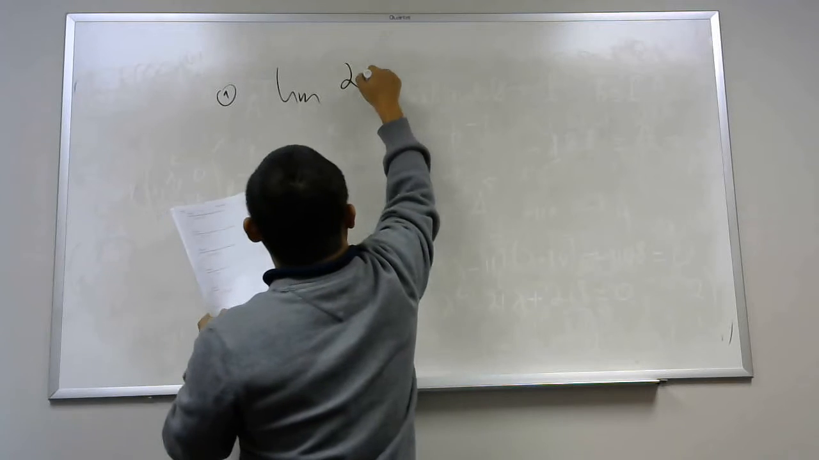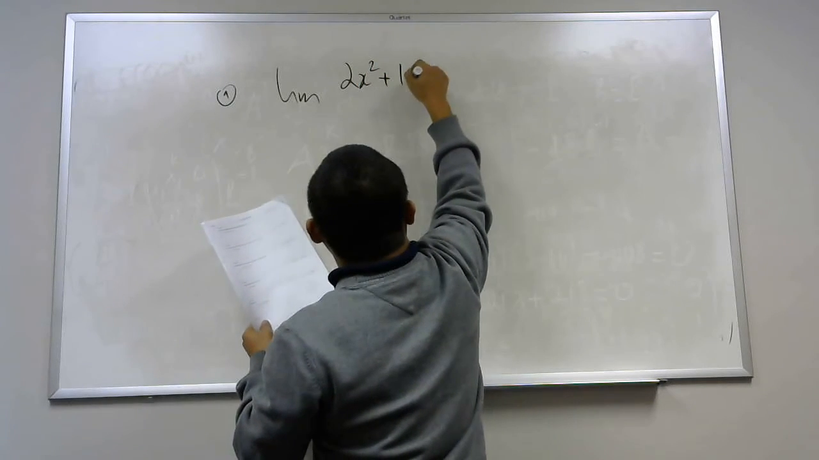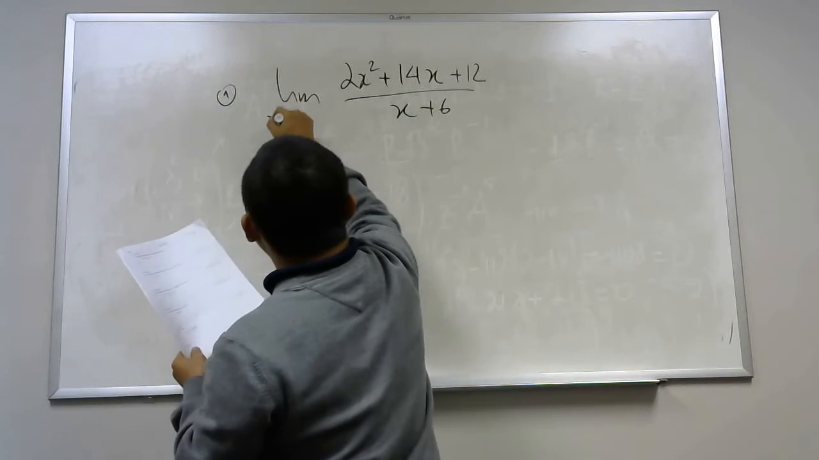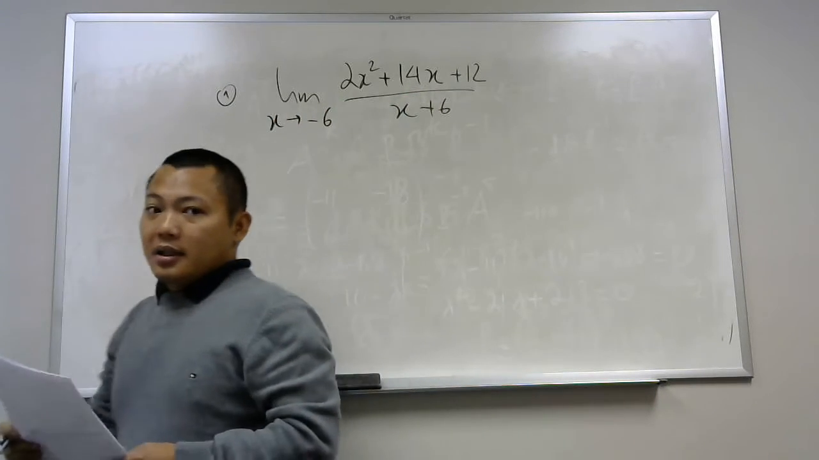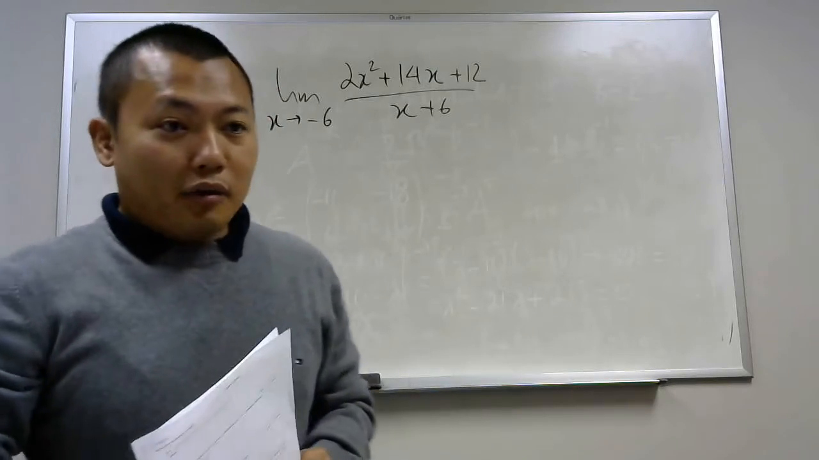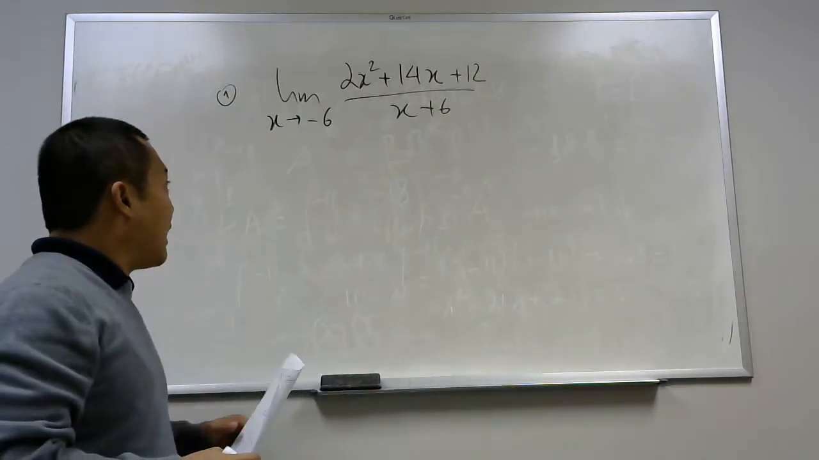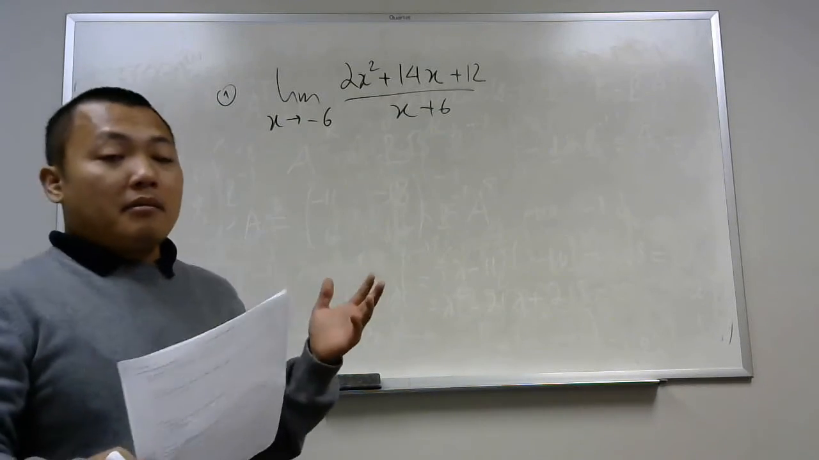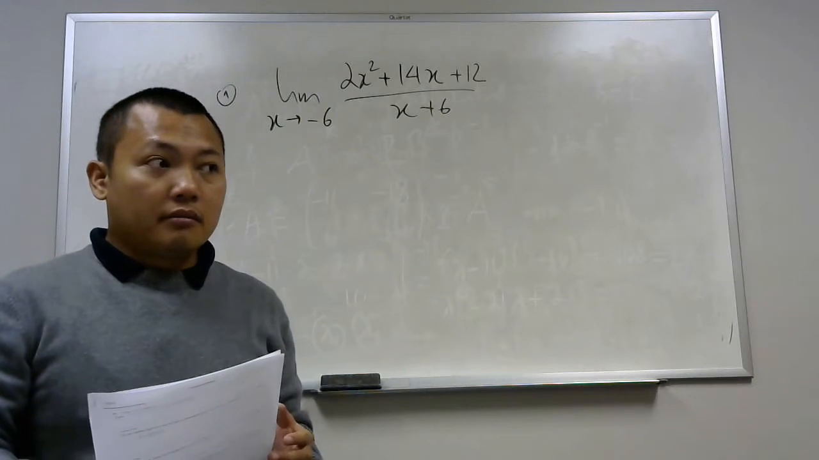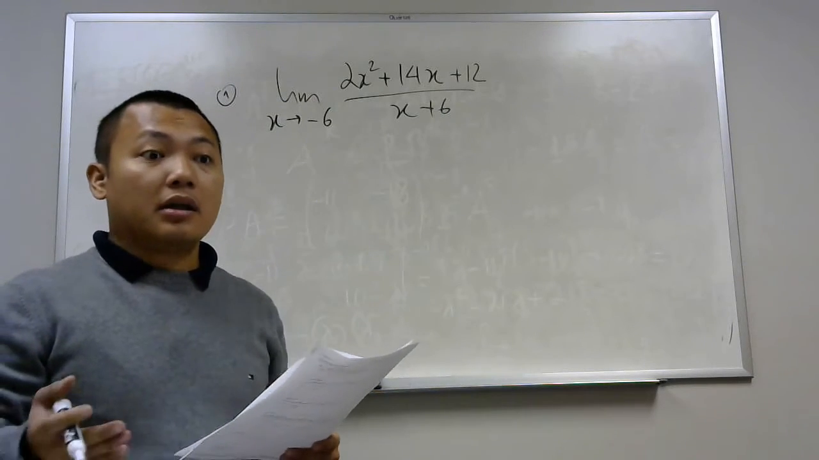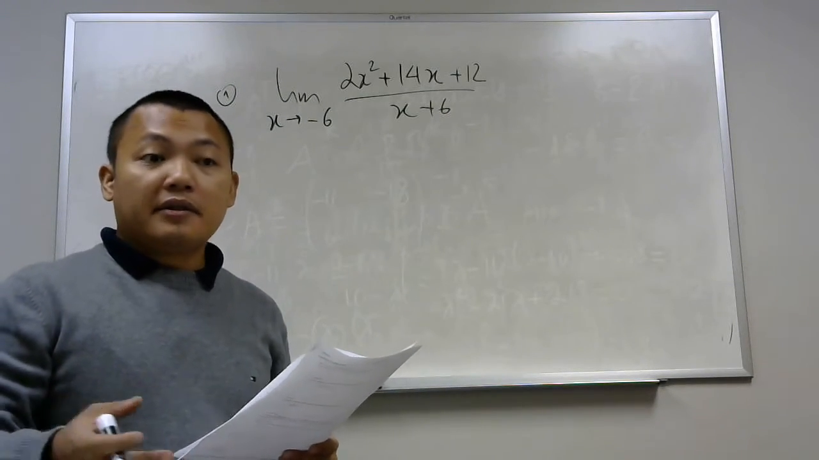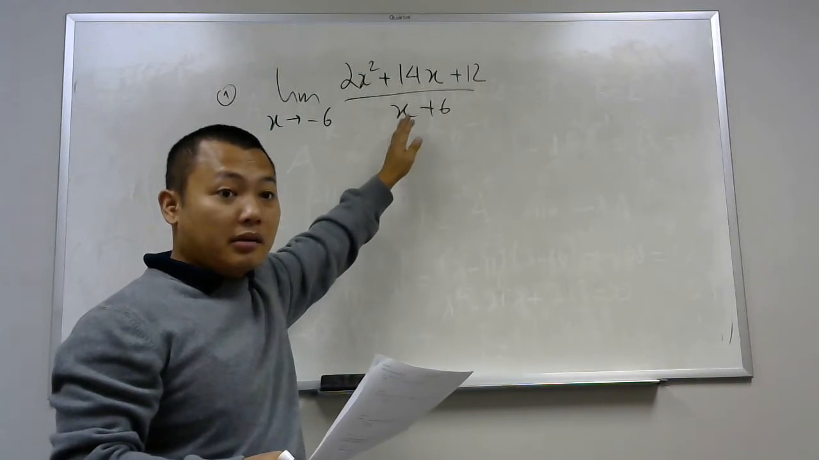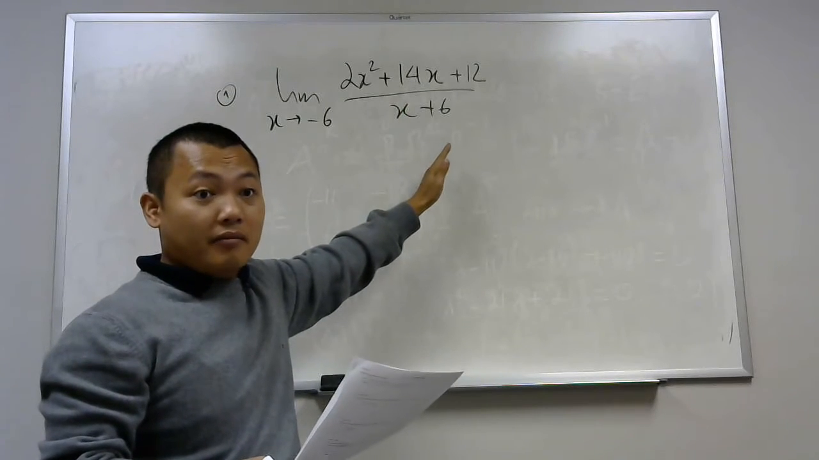Let's find the limit of (2x squared plus 14x plus 12) over (x plus 6) when x goes to -6. Of course, that is a very old topic, find limit. And we have many techniques to solve limits. Factorization, we have rational function. If you plug this number into the function and you get a finite number right away, you are good. That is your answer. Okay?